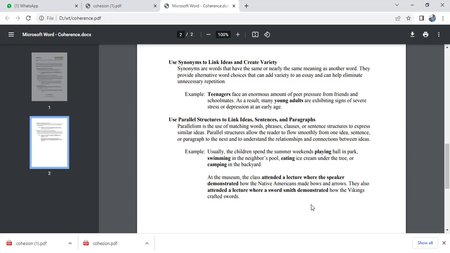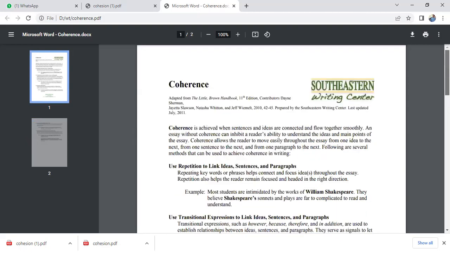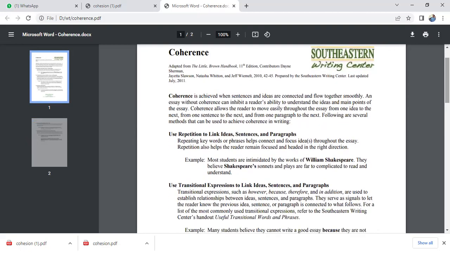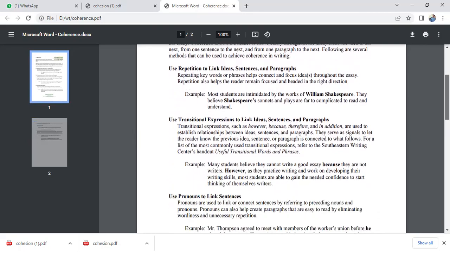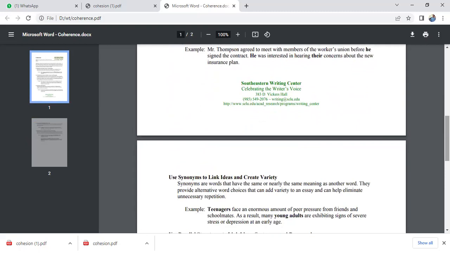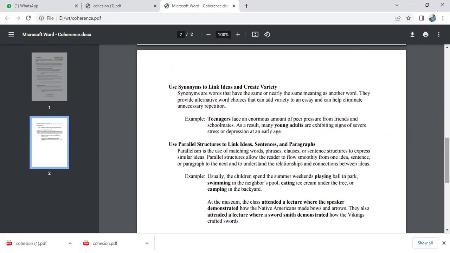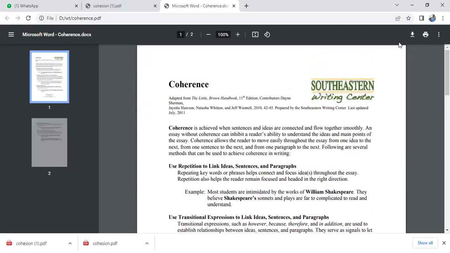These parallel structures are the clues, the signals that give you the direction of what the subject is about, what the idea is about. So over here we have so far discussed that through repetition, transition, use of pronouns, use of synonyms, and use of parallel structures, you can bring coherence in your writing.